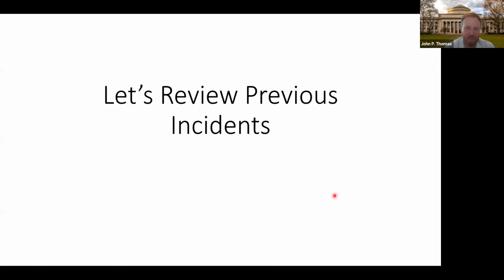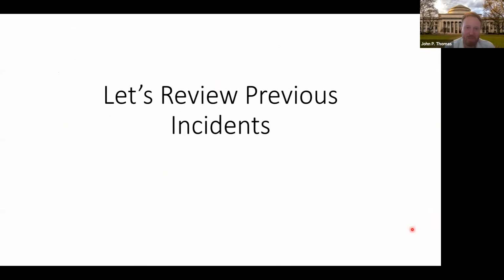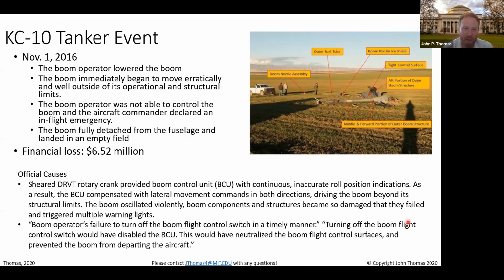We just 2 seconds ago identified all the reasons why they wouldn't do that. The human reaction time, we're talking seconds. That's not enough for a human to respond and figure out the right action. These are testers that we're talking about. If something malfunctions, they're trying to find the cause. There's inadequate feedback to give them an advance indication that you're about to hit the structural limit. So yeah, they probably saw the thing moving left and right. Did they know that the thing was about to break off before it did, or that it was just erroneous movement that we need to figure out?